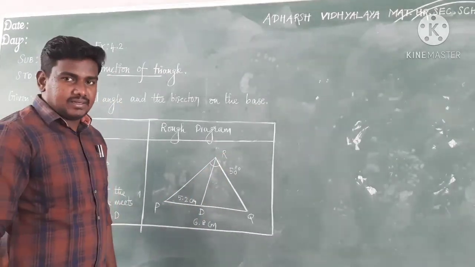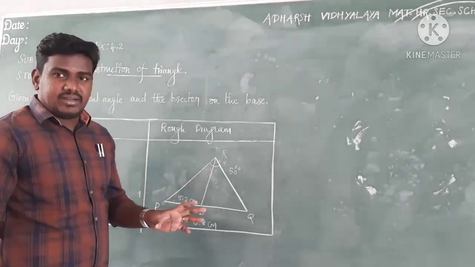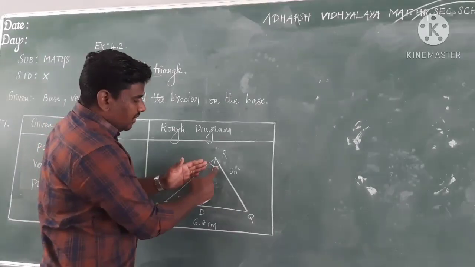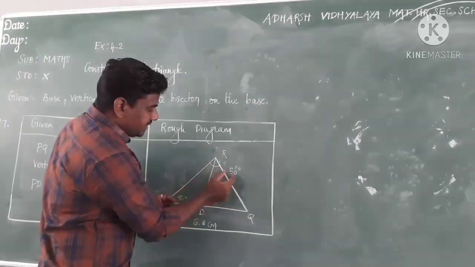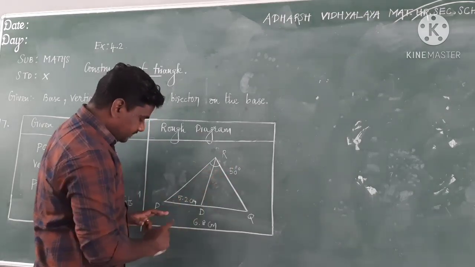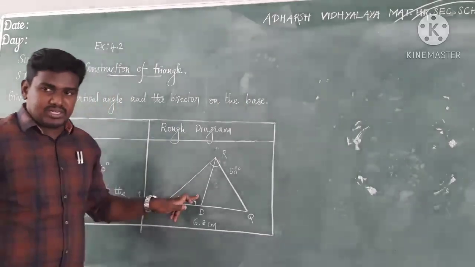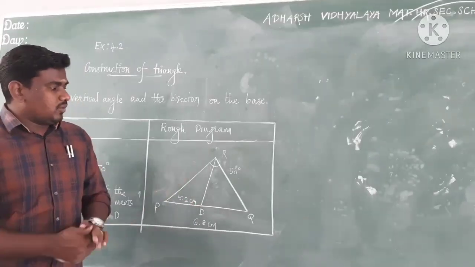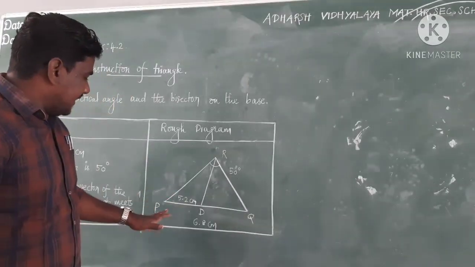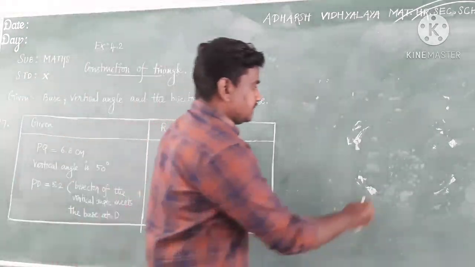RD is the bisector. What is the characteristic of a bisector? It means it divides the angle R into two equal parts. If it is 50 degree, then it is 25 on this side, 25 on that side, like that. And this P to D distance is given, that is 5.2 centimeter. Okay. Now I am going to construct. First line segment PQ is equal to 6.8 centimeter.